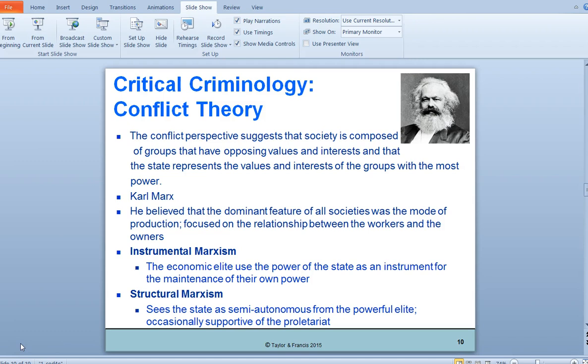He believed that society is composed of groups that have opposing values and interests, and that the state represents the values and interests of the groups with the most power. He also believed that the economic base of society is what shaped all of social arrangements, and also saw the state as semi-autonomous from the power elite.